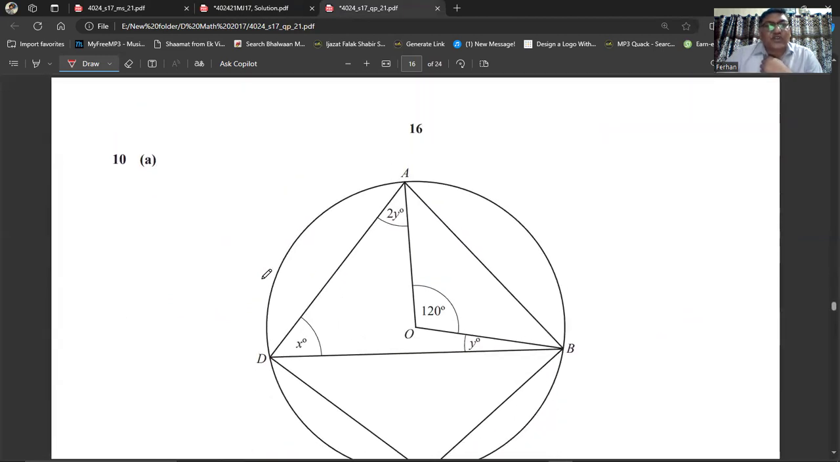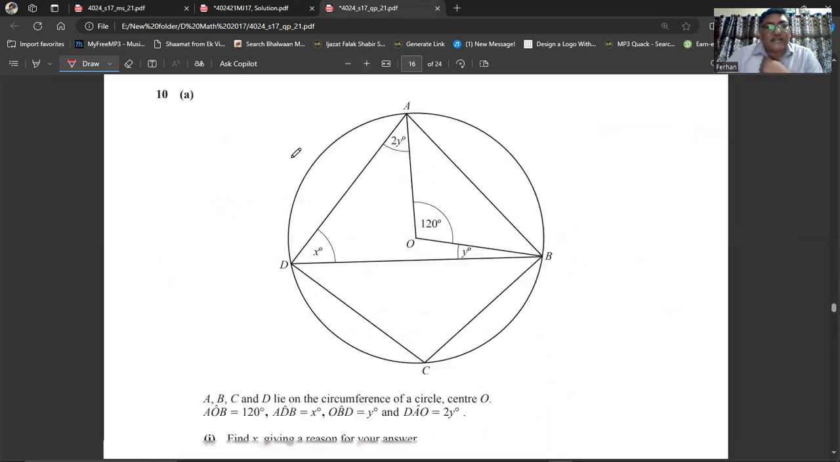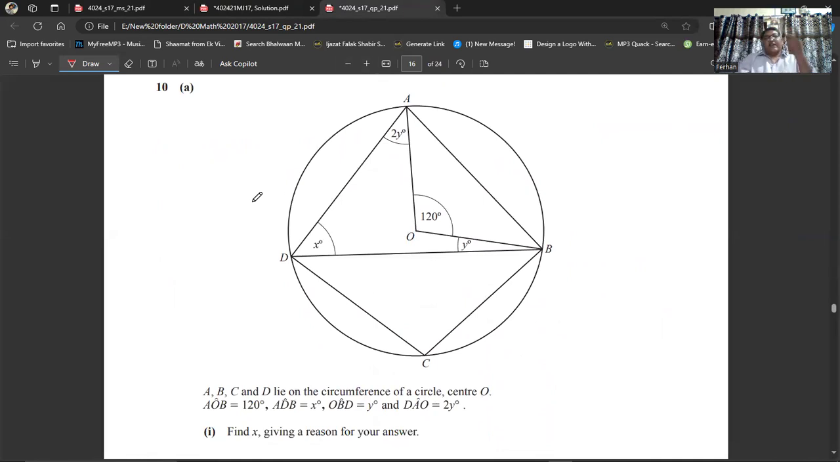Now we are going to the next question, and that is question number 10, part A. It says A, B, C, and D lie on the circumference of a circle with center O. Angle AOB is 120 degrees. Angle ADB is x. Angle OBD is y, and the angle DAO is 2y. Find x, giving a reason for your answer.